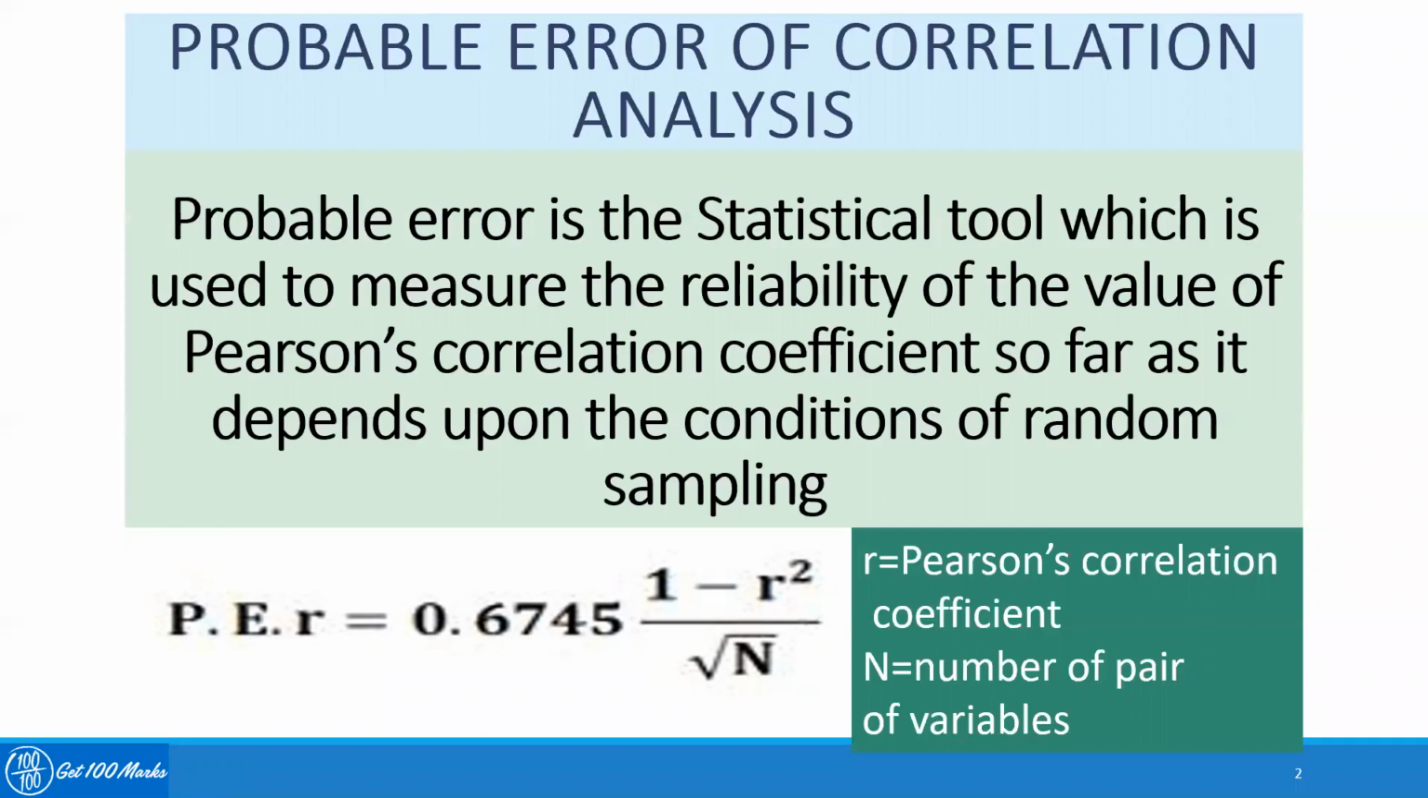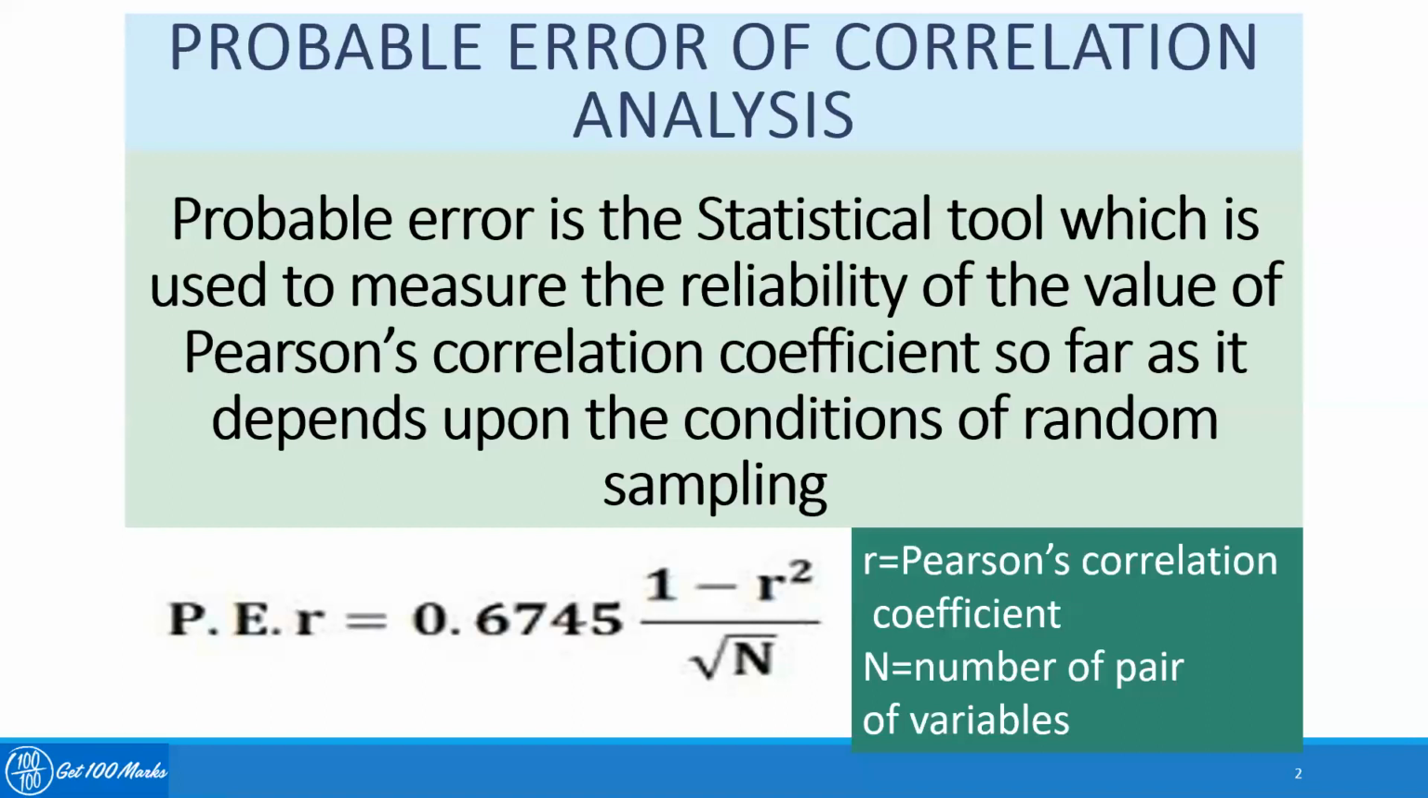So the probable error formula of R, where R is the Pearson correlation coefficient, is equal to 0.6745 into (1 minus R square) divided by square root of N. N is nothing but the sample size, I mean the number of pairs of variables.